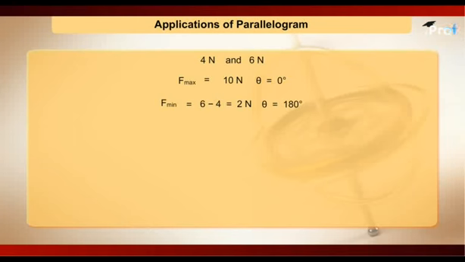If we have to calculate the resultant of two forces 4 Newton and 6 Newton, and find the maximum and minimum values of the force obtained, the maximum value will be equal to 10 Newton when these two forces act at an angle of 0 degrees, and the minimum value of the force will be equal to 2 Newton when these two forces act at an angle of 180 degrees to each other. So we can generalize that the resultant value will lie between 2 Newton and 10 Newton. Let's see one more example.